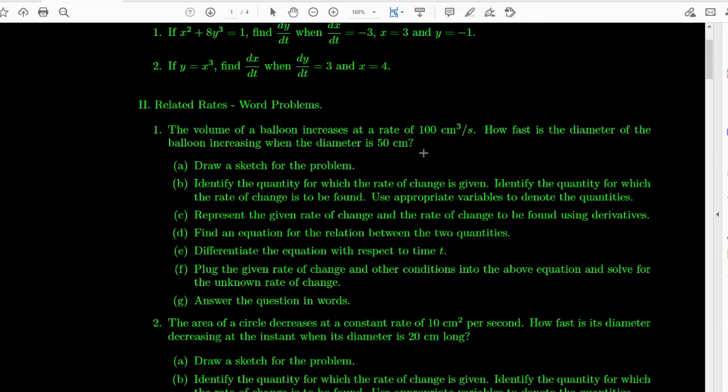You just imagine you blow up the balloon with a pump, maybe an electric pump, at a constant rate. The volume increases at a constant rate.